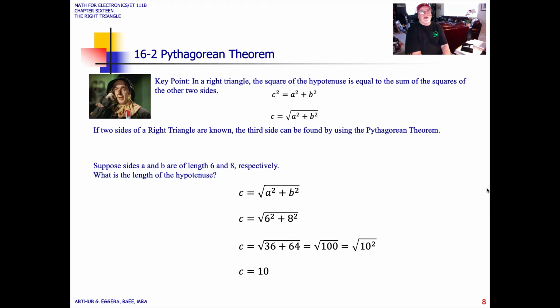Suppose, though, sides a and b are length 6 and 8. Okay, so here's an example. What's the length of the hypotenuse?